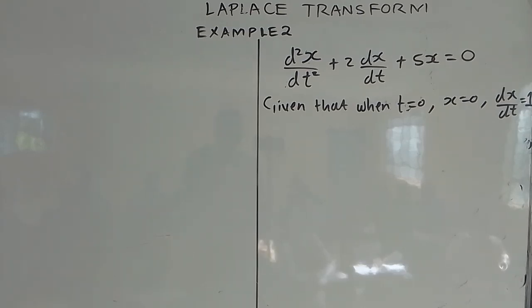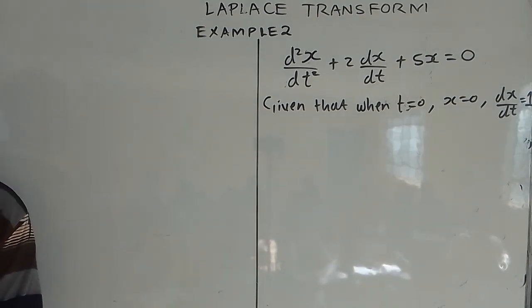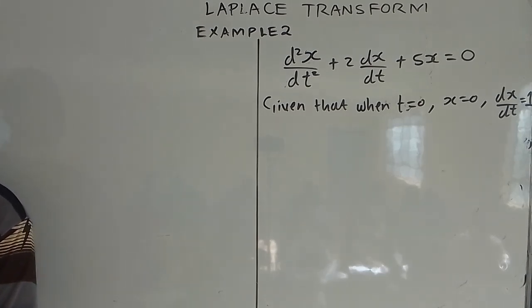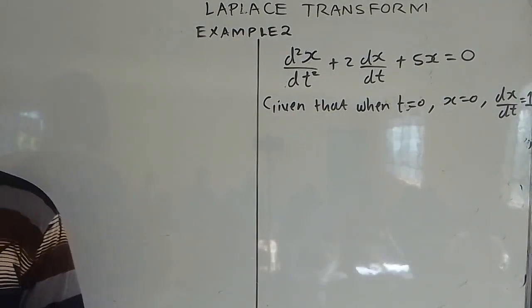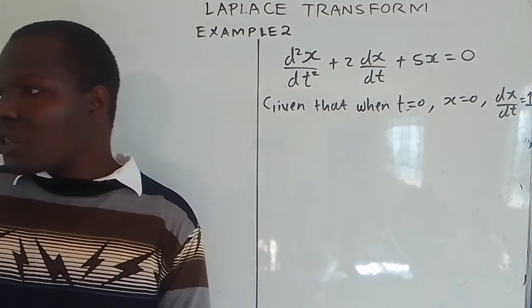Example number 2: solve the differential equation using Laplace transform, d squared x over dt squared plus 2 dx over dt plus 5x is equal to 0. So this is a homogeneous ordinary differential equation, given that when t is 0, x is equal to 0 and dx over dt is equal to 1.